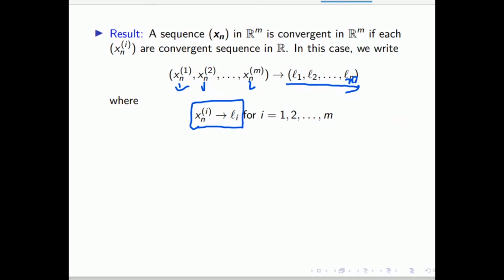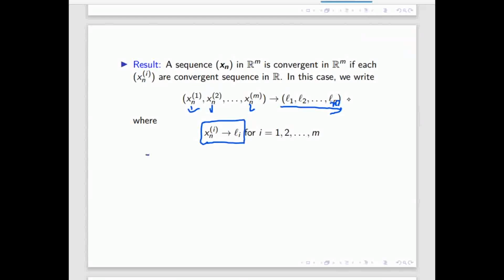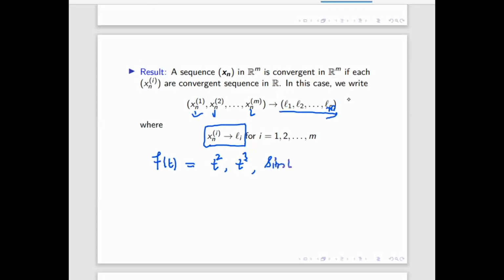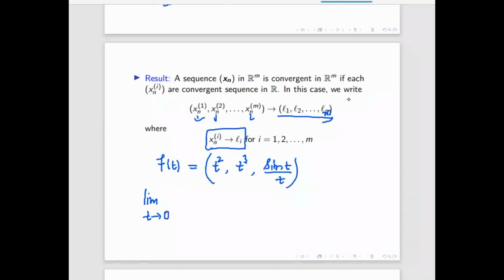Suppose I am giving one vector valued function f of t, which is t square, t cube and sin t by t. And the question is, find the limit of this function as t tends to 0. Can you find the limit? So the limit of this function means you have to find each component's limit. If it is a sequence, you have to find each component. So everything is component wise here.